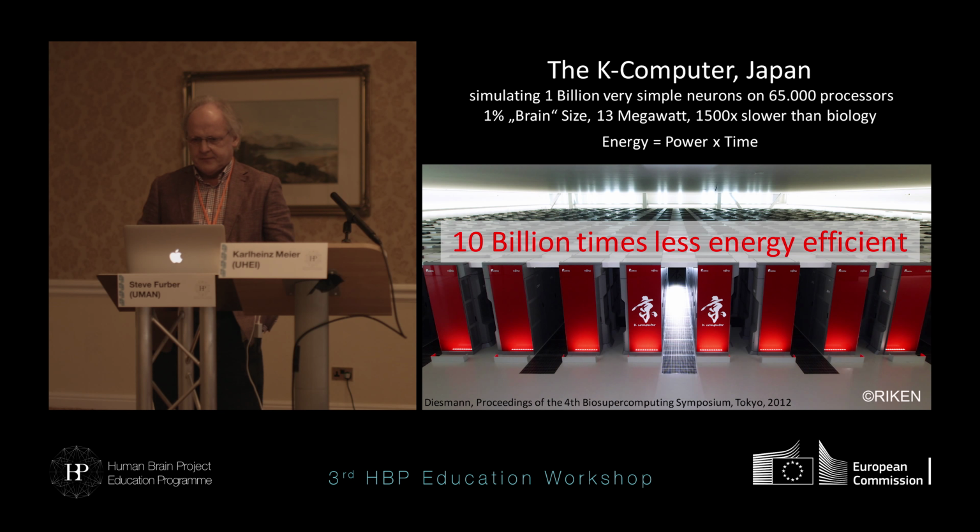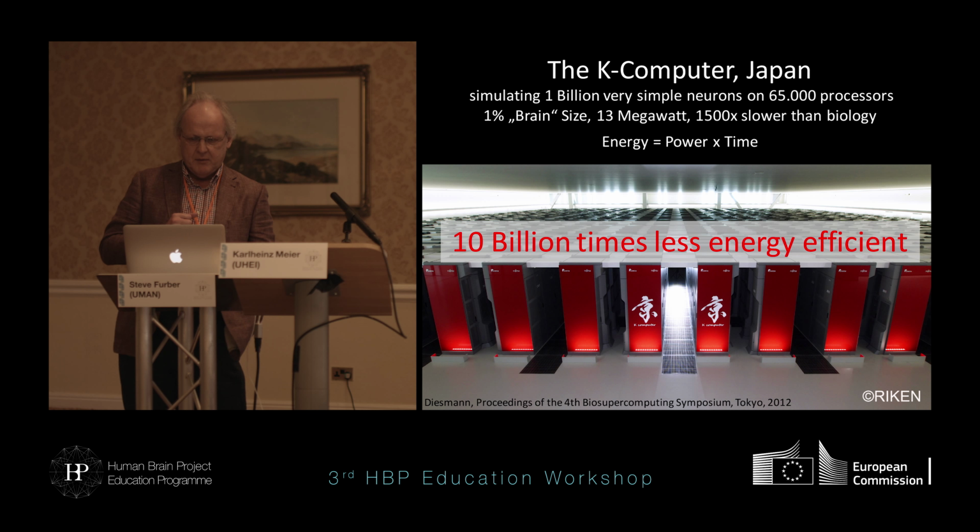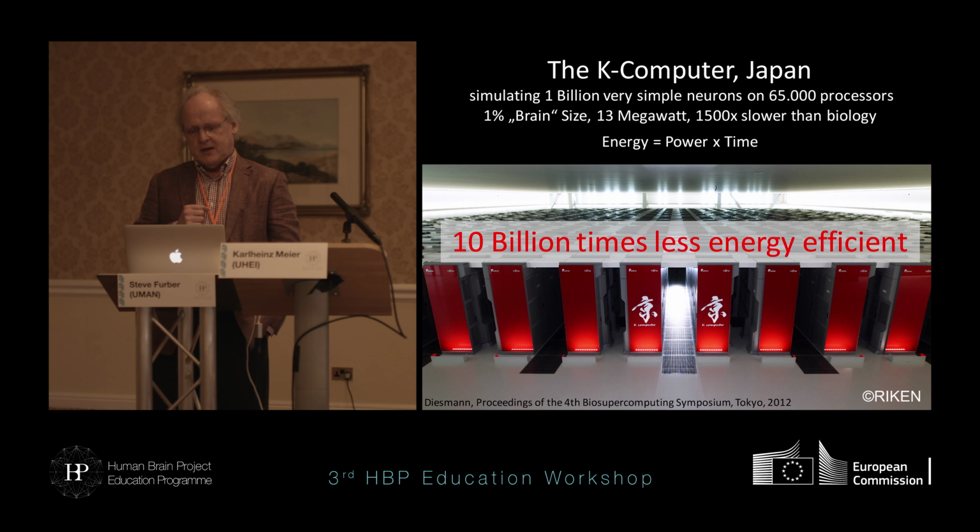Runs on a big computer. Here's the K computer. It's a sort of aircraft hangar full of boxes, like most high-end supercomputers, simulating 1 billion very simple neurons on 65,000 processors. So it's 1% of the scale of the human brain, 13 megawatts, 1,500 times slower. If you do the sums for energy equals power times time, what you find is that this machine is 10 billion times less energy efficient than the biology at running this particular job.